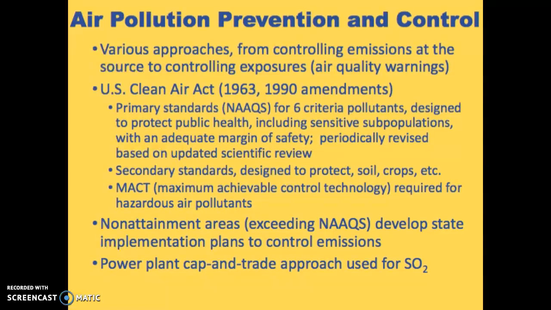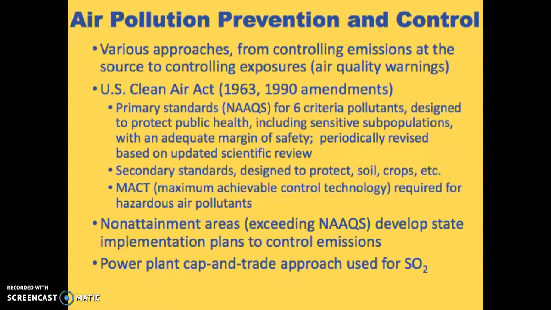The U.S. Clean Air Act was established in 1963 and updated in 1990, and that's a legislation that established the NAAQS standards for those 6 criteria pollutants that we've talked about. They also have secondary standards, and they also have maximum achievable control technology to reduce other pollutants that don't have NAAQS standards. When geographical areas exceed the NAAQS standards, those are called non-attainment areas, and then states are required to develop implementation plans to get those air pollutions back in control and below the NAAQS standards.